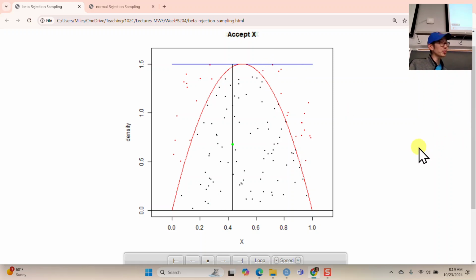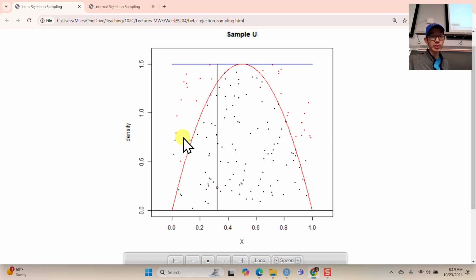Basically, this is what your computer is doing really quickly, or perhaps in a vectorized form, where it proposes a whole bunch of values. It calculates the acceptance or rejection ratio for each of these, and it either accepts or rejects some of them. And so you can see anytime it proposed a value near 0 or a value near 1, almost all of those values got rejected.